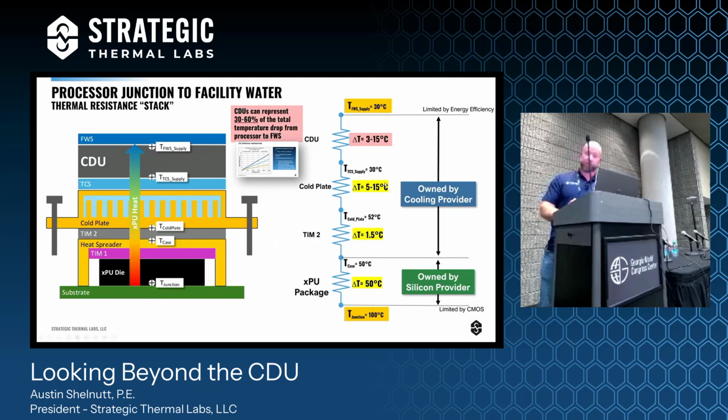What you see there, though, is when I look at this stack, suddenly the path between the case of the processor and the facility water supply, maybe half of that is the CDU, right? So we have a tremendous amount of effort going into liquid cooling solution providers, cold plates with single-phase water, with two-phase refrigerants. At the end of the day, we're all trying to solve the cold plate problem for the most part. The CDU problem is becoming the biggest part of the overall thermal resistance stack.